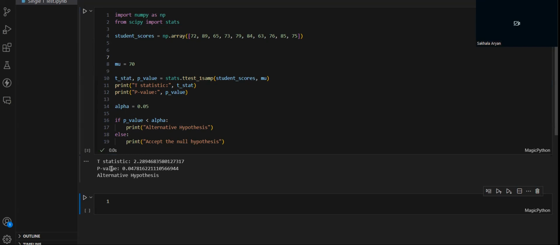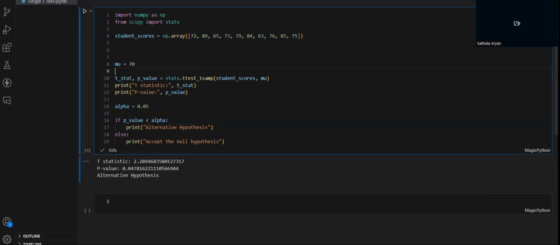So my p-value is 0.047, which basically means that my p-value is less than alpha, so I am rejecting my null hypothesis. What was my null hypothesis? That there is no significant difference. So if p-value is less than significance value or alpha, I will reject the null hypothesis. I am rejecting the null hypothesis.